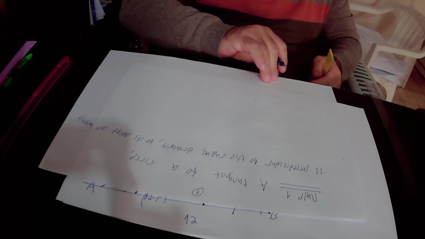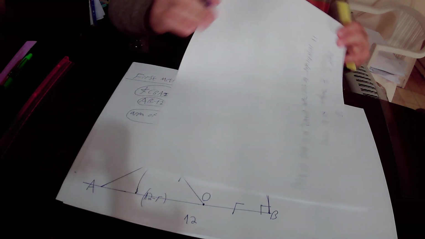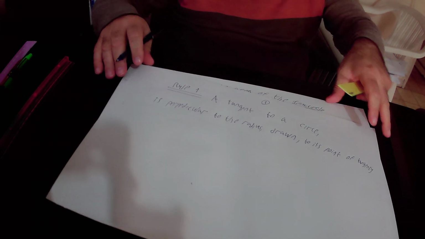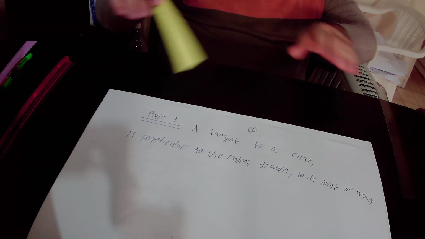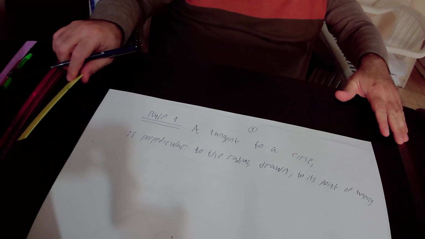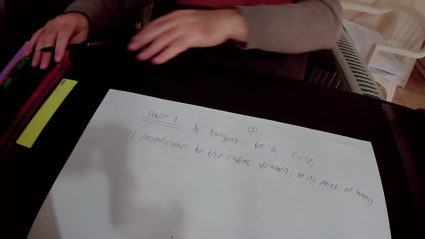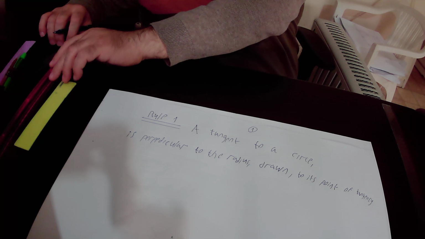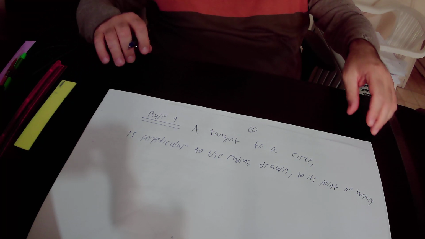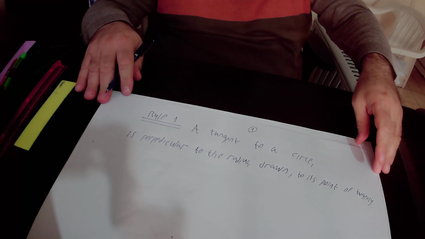So I'll read rule number one again. According to rule number one, a tangent to a circle is perpendicular to the radius drawn to its point of tangency. So what is the meaning of rule number one?